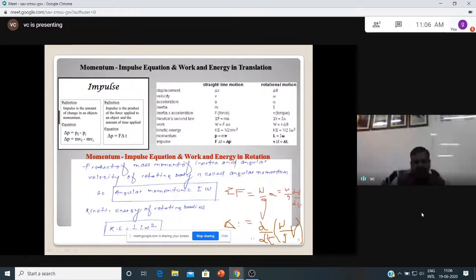Now this is the angular momentum, and the kinetic energy is half I omega squared when the body is in rotation. This is when the body is in translation, and the same thing applies when the body is in rotation. Today we are going to discuss momentum, impulse and the work energy principle.